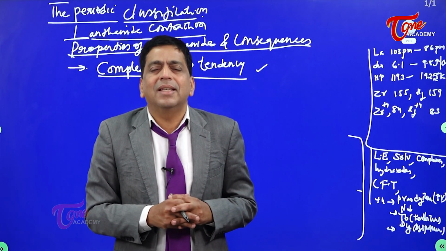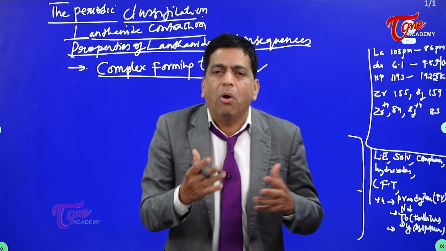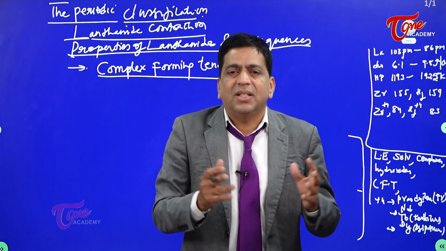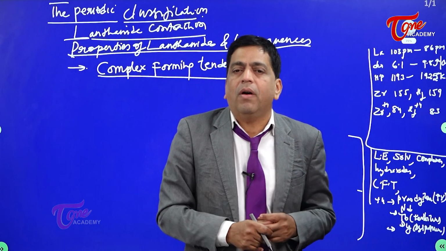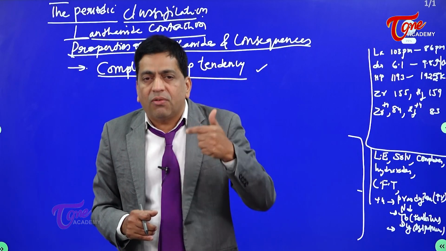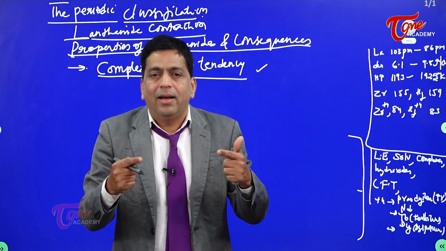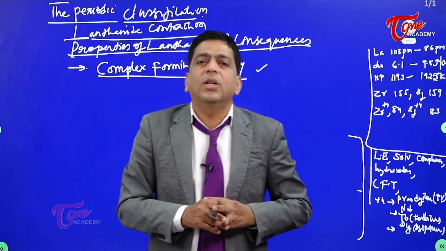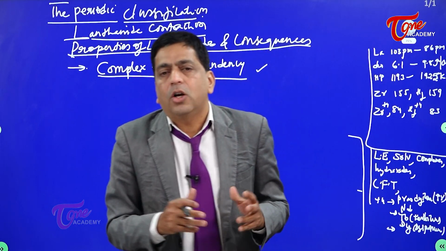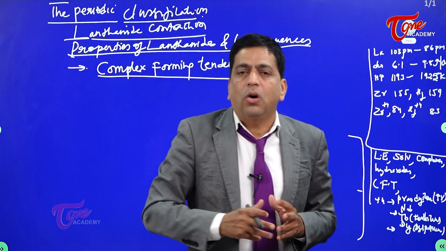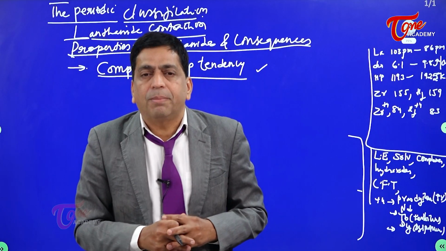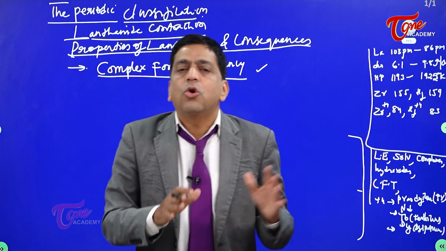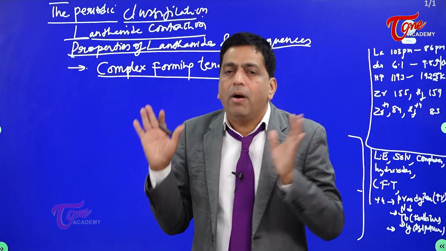A complex is where you have a dative bond. Any substance which has a dative bond. What is a dative bond? A coordinate covalent bond. You give a pair of electrons, we both share. Such a covalent bond can be called a dative bond, or a complex compound, or a complex salt, you must understand. So basically, complexes are those substances which will be having a coordinate covalent bond.